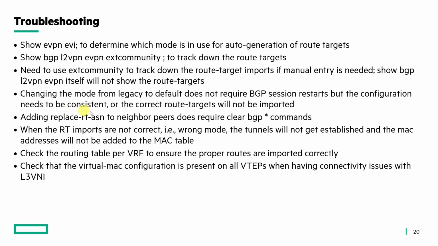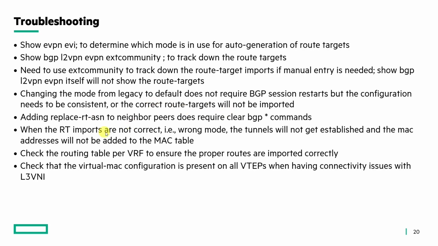Some additional notes here. Changing the mode from legacy to default doesn't require BGP session restarts, but the configuration needs to be consistent, as we already mentioned, or the correct route targets will not be imported. If you add any of the replace RT ASN configurations to any of the peers, you have to use the clear BGP star command to get things active again.